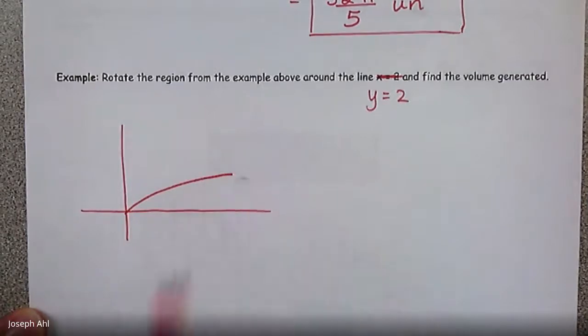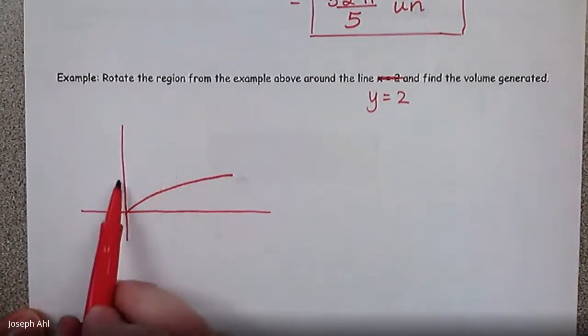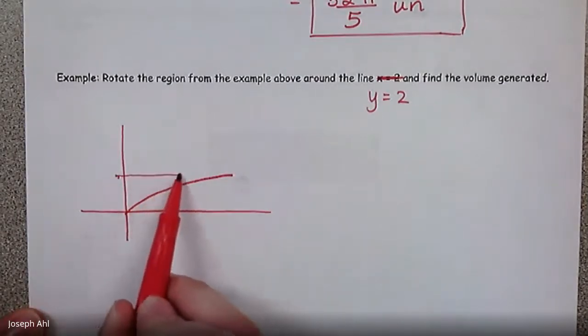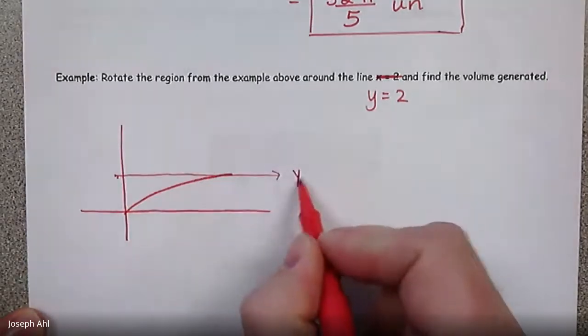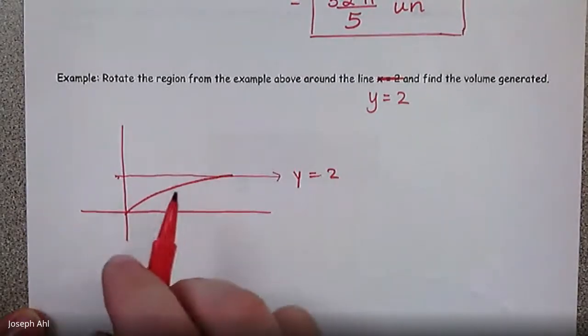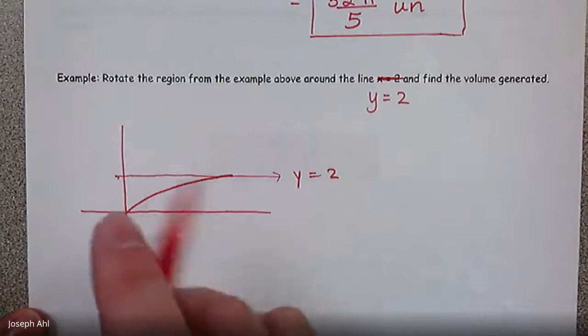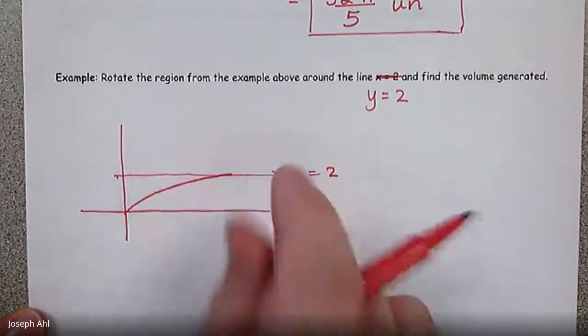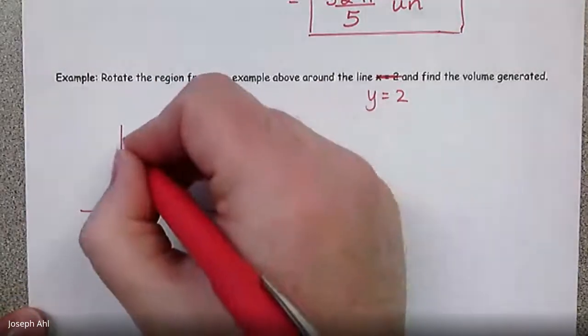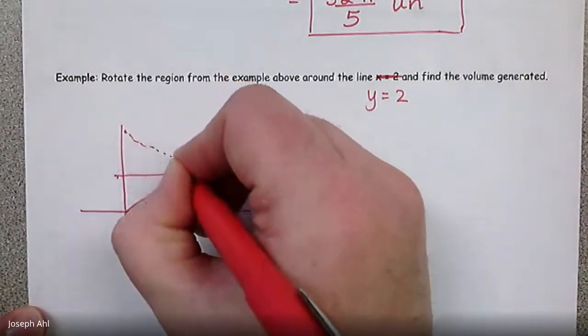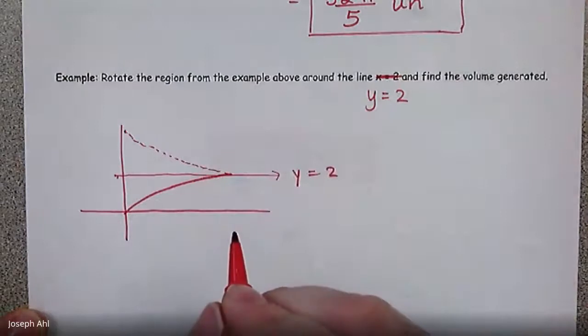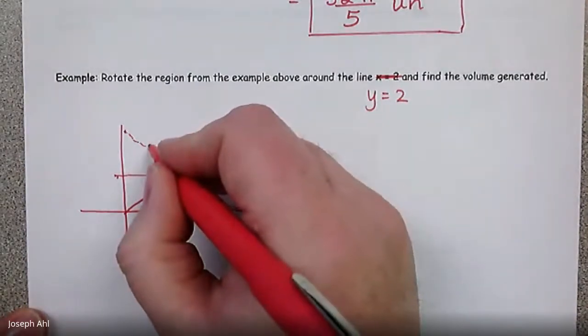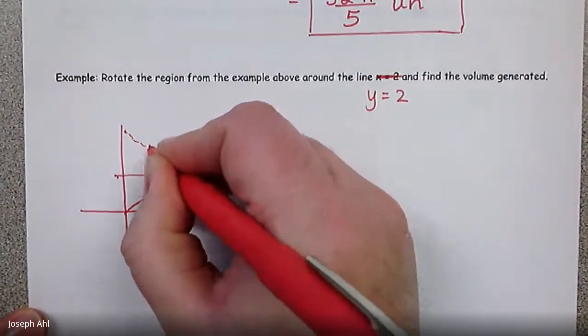Here's my function Y equals radical X. Here's the line Y equals 2. That's the line that we're going to rotate around. So if you imagine taking this shaded region right here and rotating it around this horizontal, you're going to get this curve to appear up here. And in this case, all of the disks are going to look something like this.